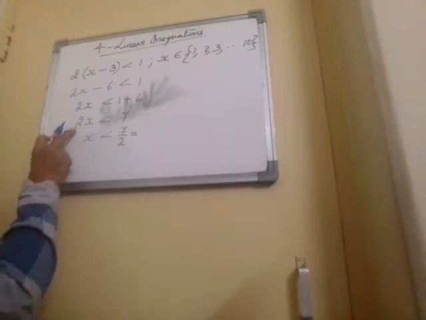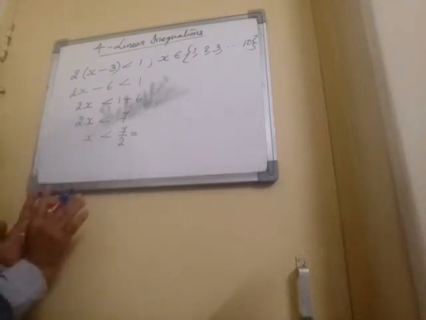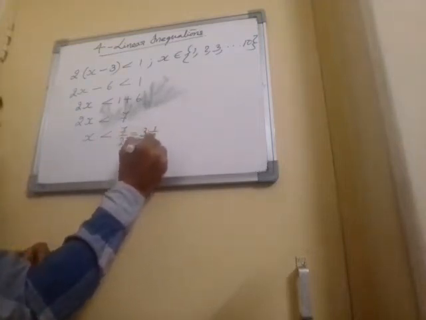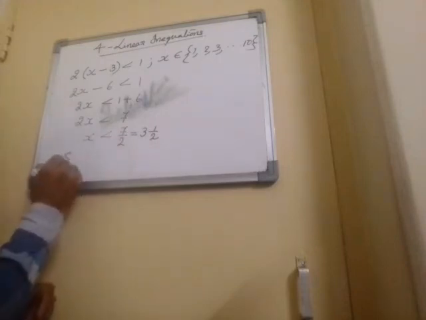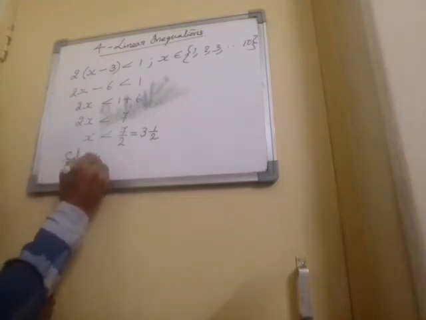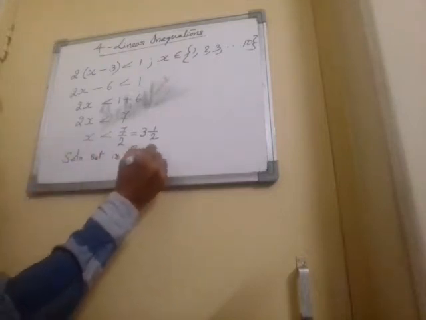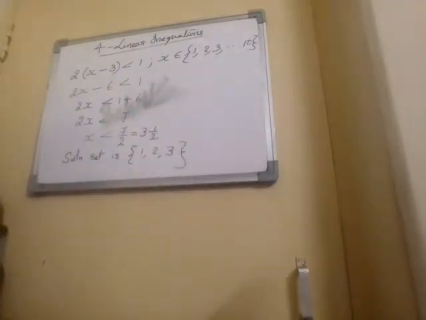Here 2 is positive, so when we take it to the other side it becomes positive 2 only, and the inequality remains the same, less than remains the same, because it is not a negative quantity. 7 by 2 is 3.5. So x up to 3 we can take. So the solution set is 1, 2, 3. We cannot take 4 because it is more than 3.5. So that is the second question. I am showing one more question.